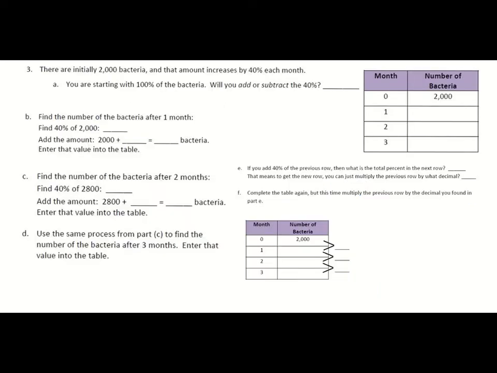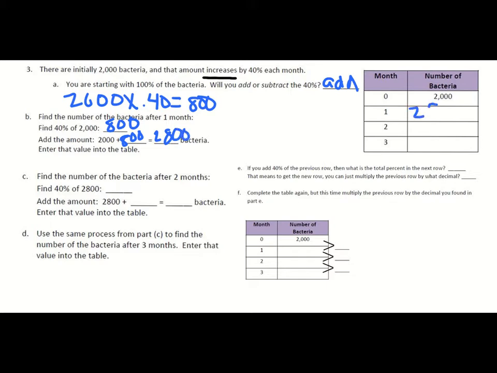Okay, there are 2,000 bacteria, and that amount increases by 40% each month. So if you are increasing, if you start with 100%, you're going to basically add. It says find the number of bacteria after 1 month. So I want to find 40% of 2,000. 2,000 times 0.40 is going to give me 800. So 2,000 plus 800 is 2,800 bacteria. So we're going to fill that into my table to the right.